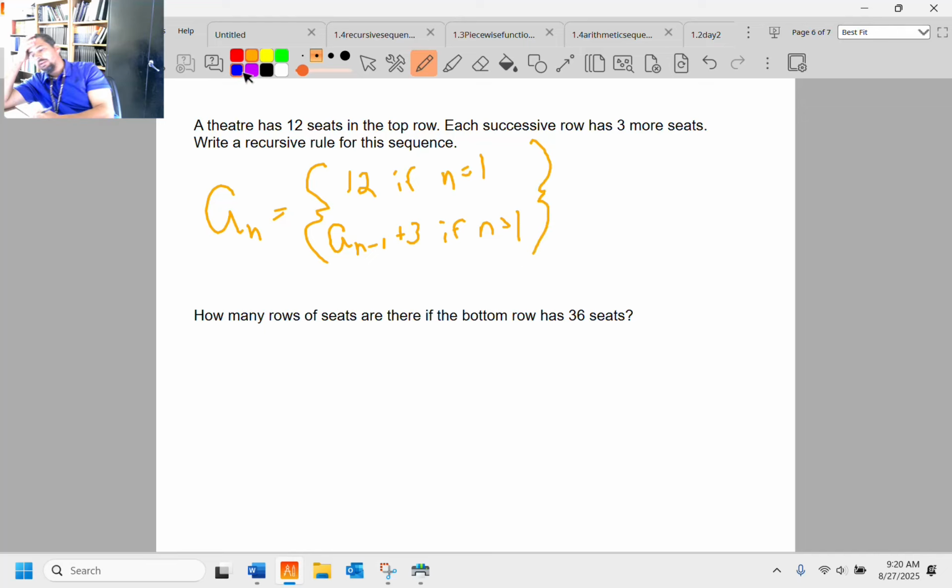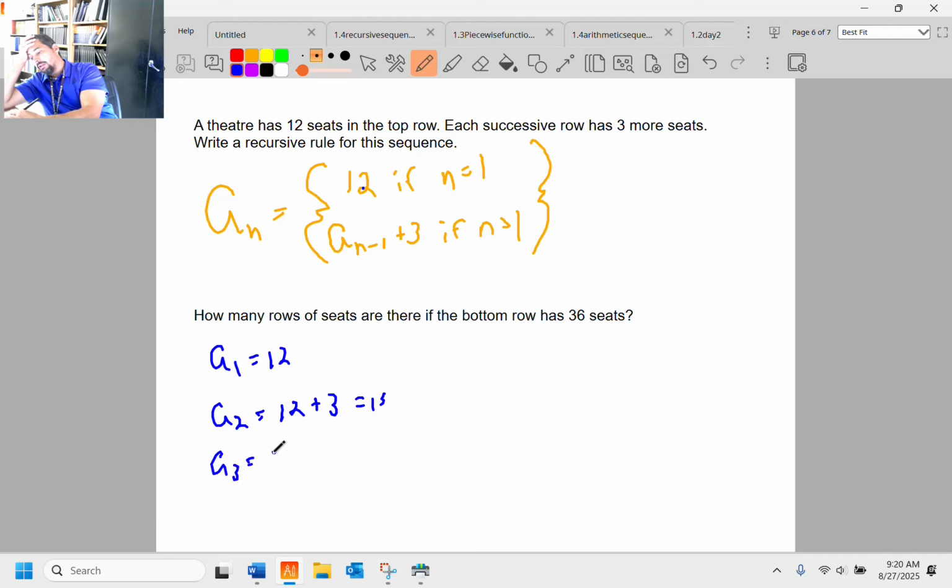All right, how many rows of seats are there if the bottom row has 36 seats? So in class we did this and everybody just wrote it out, which is wonderful. That's the whole point today, to understand that recursiveness means you write it out, and it's pretty easy to get it right. So the first row would be 12. The second row is 12 plus 3. Remember, we take the previous one, we add 3, and it's 15.